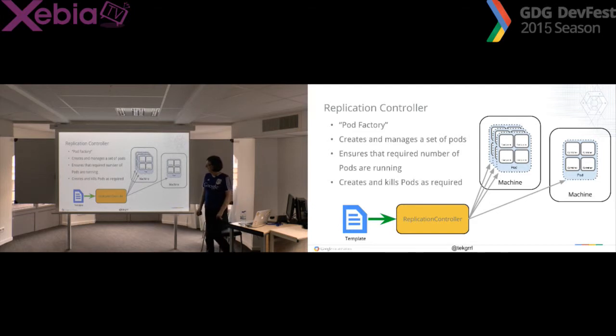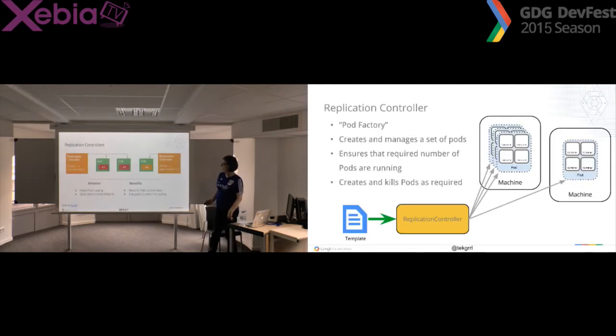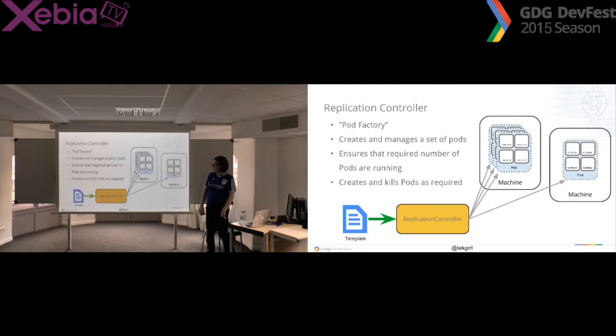Replication controllers. This is a slide I wrote a long time ago before this one came out. A replication controller is effectively a pod factory. I like that. It creates and manages a set of pods based on a template that you provide. We'll look at this shortly. It effectively ensures that the required number of pods of a particular type, or lots of different pods of particular types, are running. And it creates and kills pods as required.